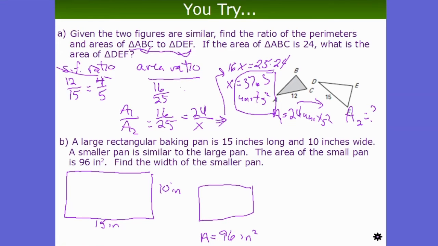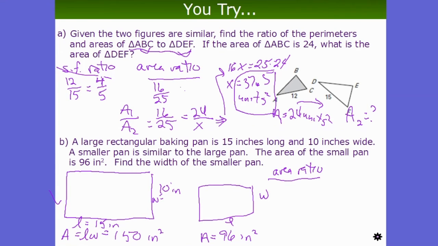Find the width. So I'm going to go with this being the width. Usually we think of length being the longer one and width being the shorter one, but we can figure out both if we really needed to. Well, I can actually figure out the area ratio here because in my larger pan on this side, I have enough information to find its area. Length times width, which is 15 times 10, which would be 150 square inches. So I can get an area ratio here.